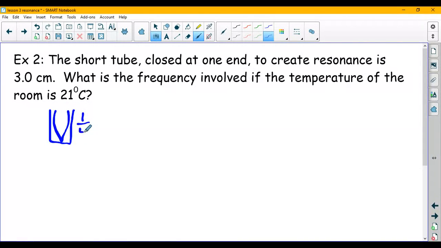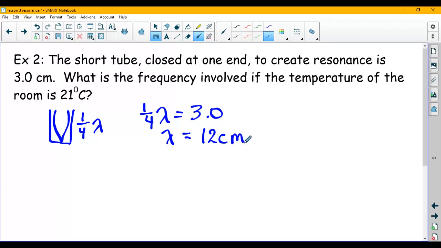So the shortest possible pattern closed at one end is a quarter of a wavelength. That's a quarter. 1/4 wavelength is 3 centimeters. That means if I wanted to find the actual wavelength, then I would just take 3 divided by 1/4 or 0.25. Also multiplying by 4 does the exact same thing, and I would get 12 centimeters. This is in centimeters. So I know this is true. That means my wavelength, my wave is this. That's going to be really useful to me when I go to find the frequency.